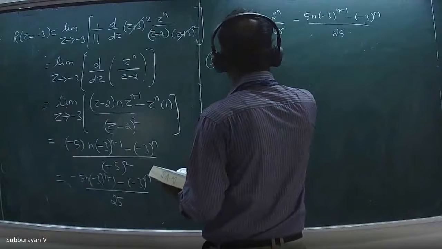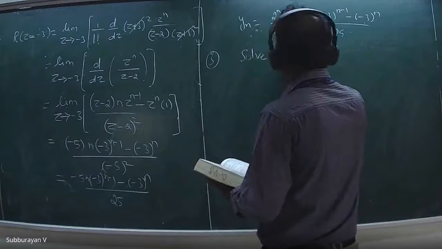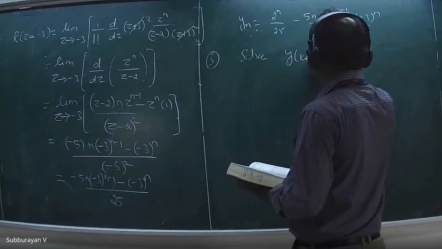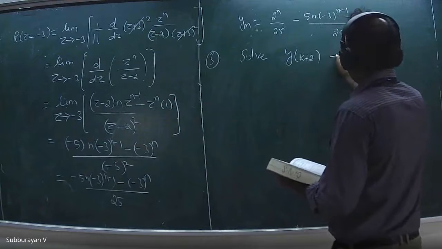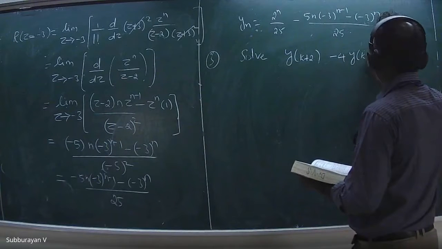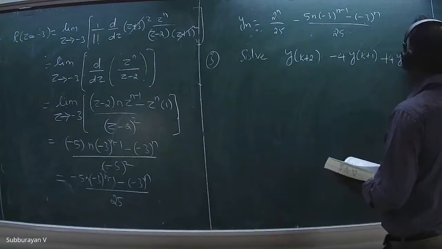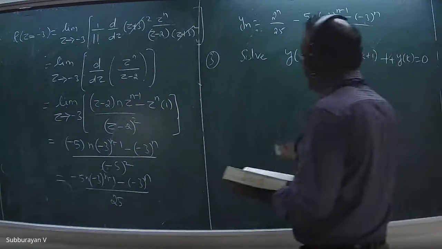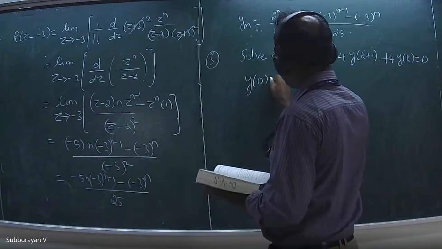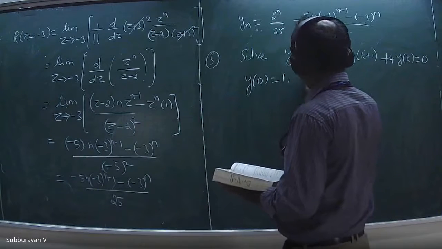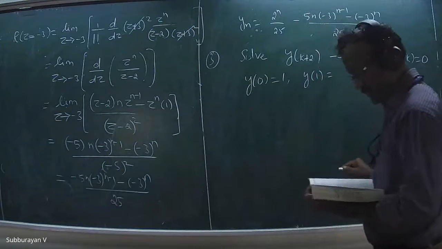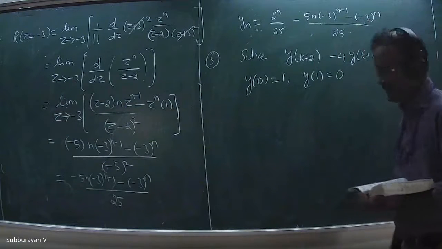Then the third problem. Solve y of k plus 2 minus 4 y of k plus 1 plus 4 times y of k equal to 0, with y of 0 equal to 1 and y of 1 equal to 0.